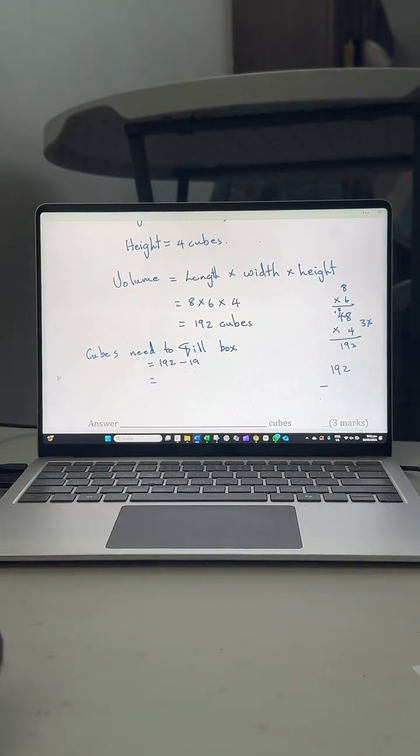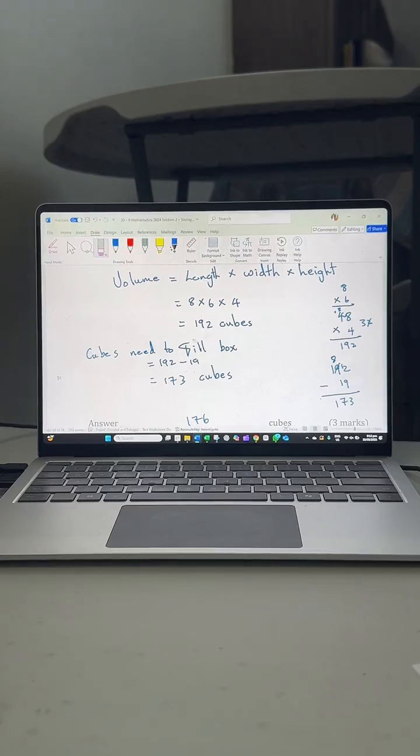192 minus 19. I got 173. Alright, yeah, that's correct. So you borrow 1 from here. 12 minus 9 would be 3. 8 minus 1 is 7, and then 1. 173. 173 cubes. I put 6. 173.